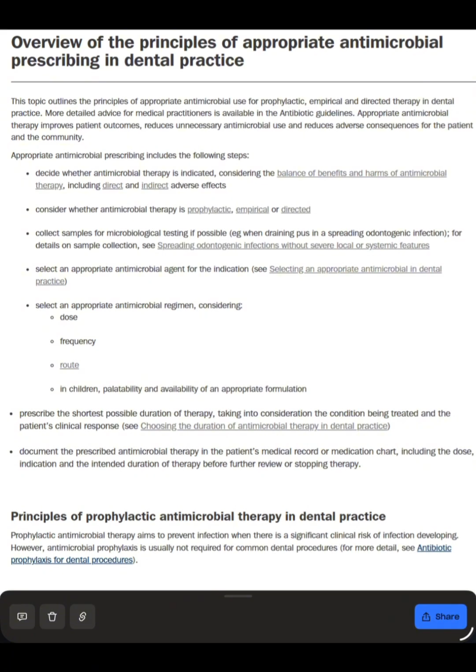Principles of prophylactic antimicrobial therapy in dental practice. Prophylactic antimicrobial therapy aims to prevent infection when there is a significant clinical risk of infection developing. It's not developed yet, but it is developing. However, antimicrobial prophylaxis is usually not required for common dental procedures. So when we read antibiotic prophylaxis for dental procedures, we will learn more about this.